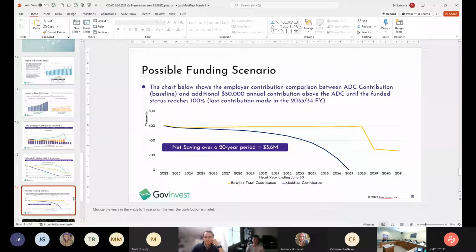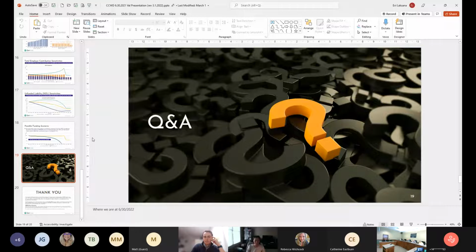Which would be a significant reduction compared to the amount above the ADC we've paid in the past. There's still savings compared to historic contributions above the ADC. If I remember correctly, we were basically doubling the ADC, so $500,000 to $600,000 in addition to the ADC. And so a $50,000 contribution above the ADC represents pretty significant year-over-year savings to the district.